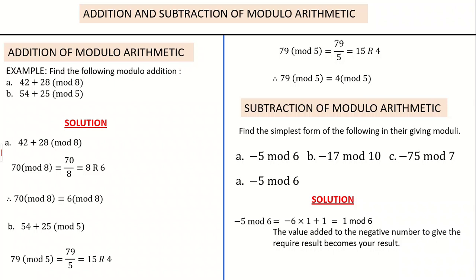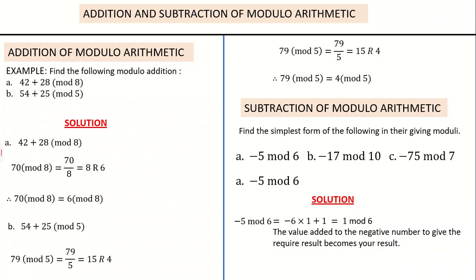Don't forget, you have to go with minus 6. And my interest is to get the minus 5 back. Minus 6 times 1 plus 1 will give you minus 5. So you actually have not changed anything.